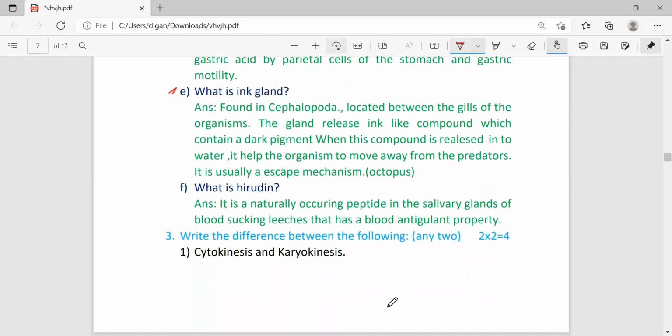So what is the ink gland, and where is it found? It is found in cephalopoda and located between the gills of the organism. What is the function? This gland releases an ink-like compound in the water, which helps the organism to move away from predators. Since this gland secretes a dark ink-like compound, that's why it is known as ink gland. It is generally found in the octopus, and it is an escape mechanism. A question may also come, which gland helps in the escape mechanism of octopus? Then you have to write ink gland.